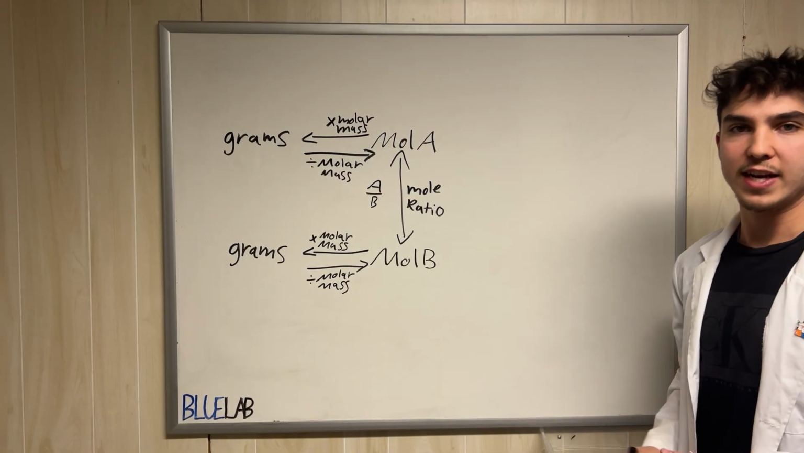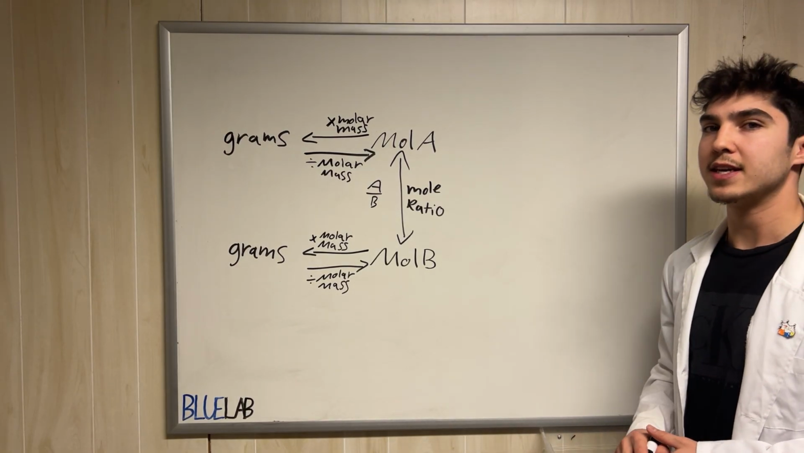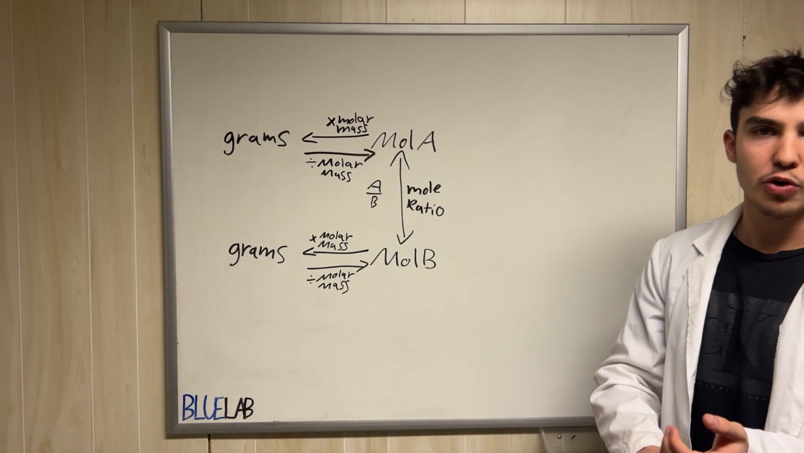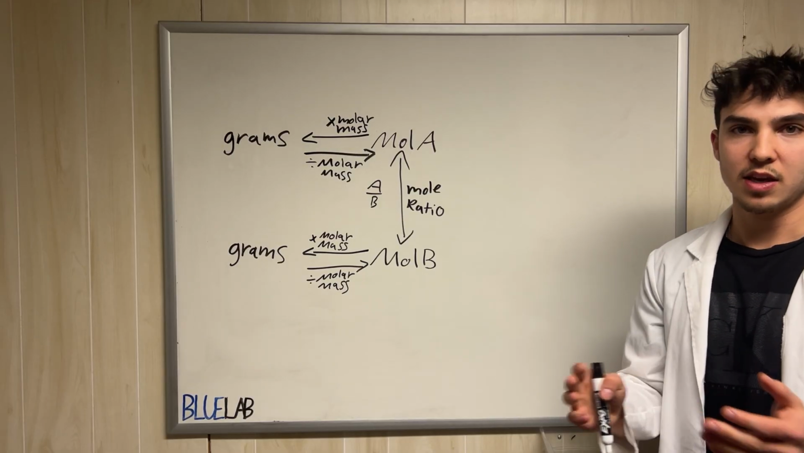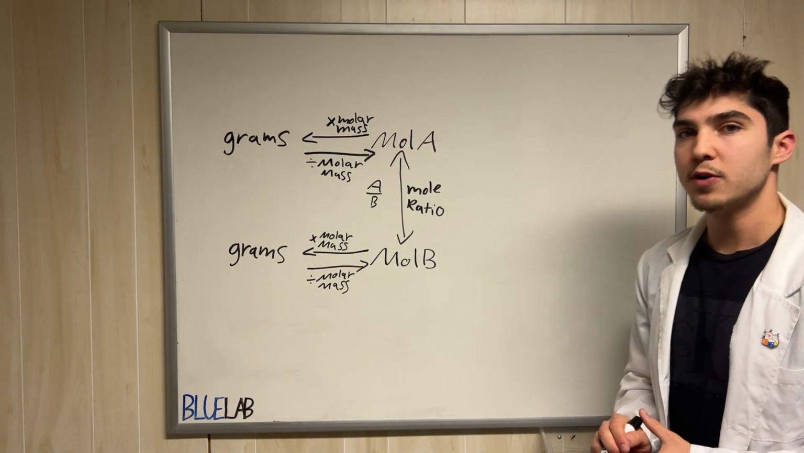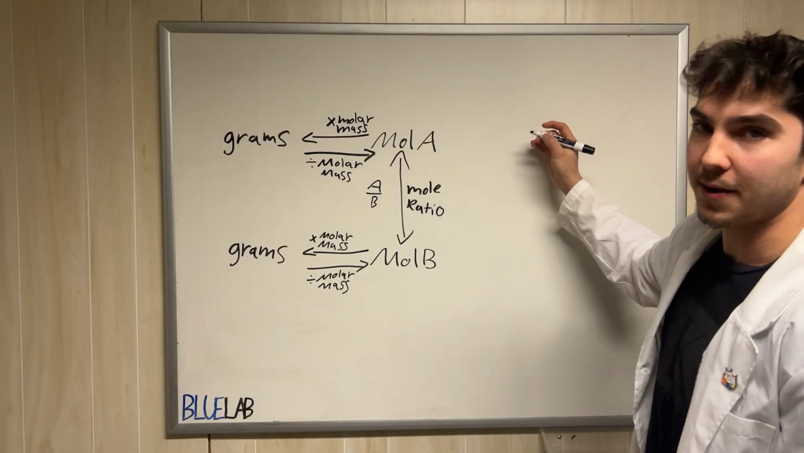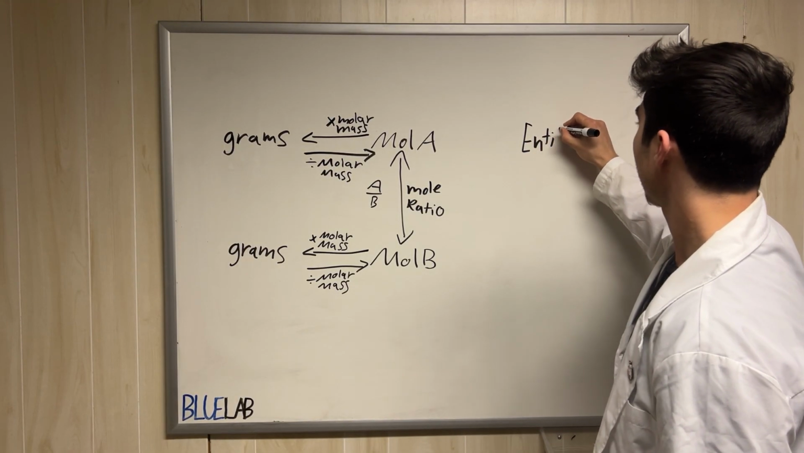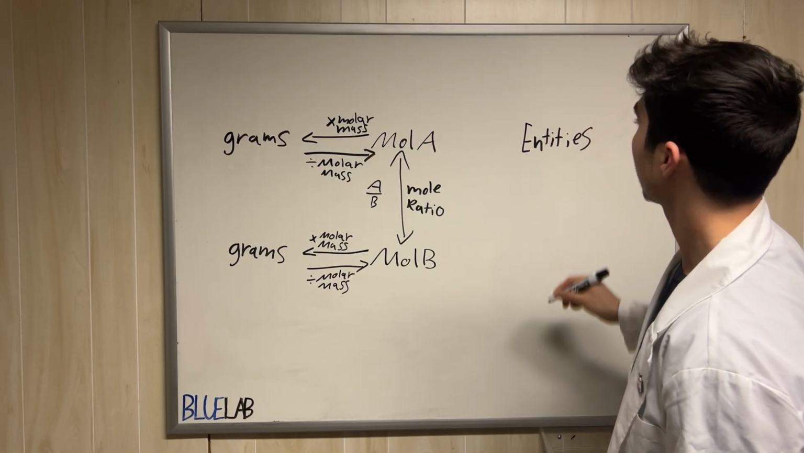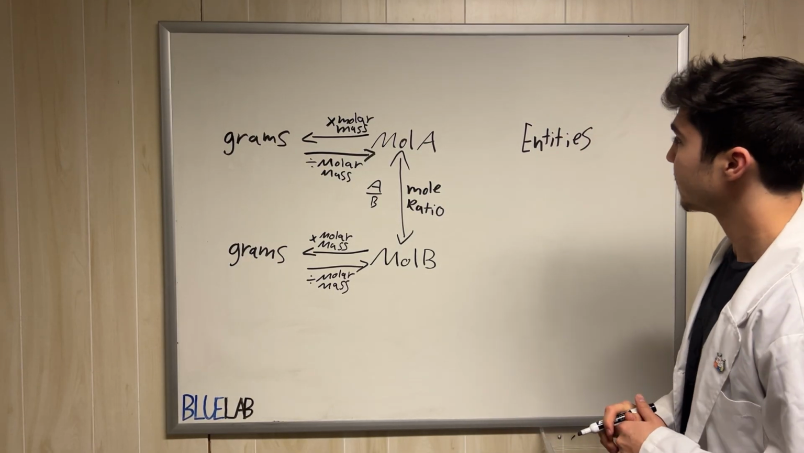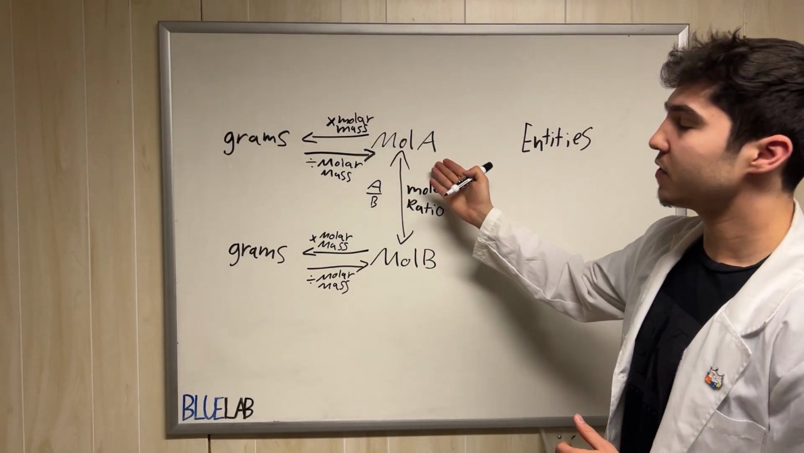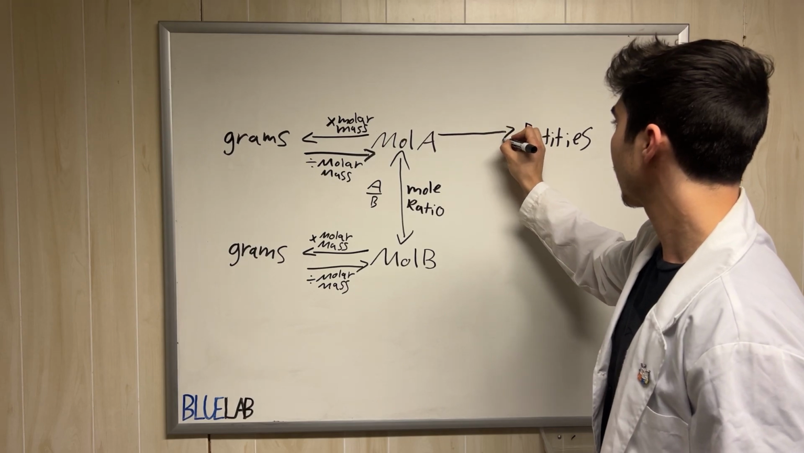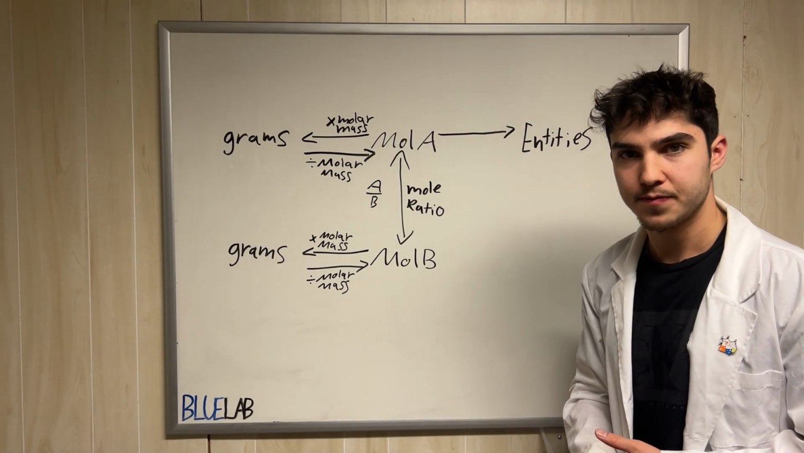Now let's move on to the right-hand side. On the right-hand side, we're going to be looking at things that are called entities. Entities can include things such as formula units, particles, molecules, anything of that sort. So to begin with, we're going to put in our entities of A. Excuse my poor handwriting. Now to get from moles of A to entities of A, we're going to use Avogadro's number.